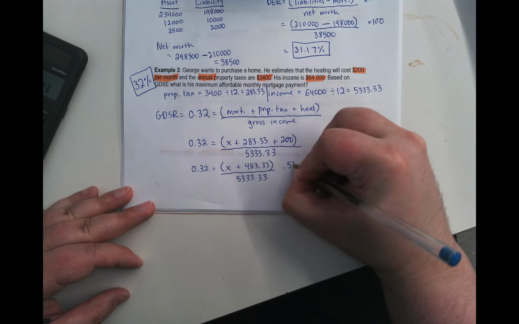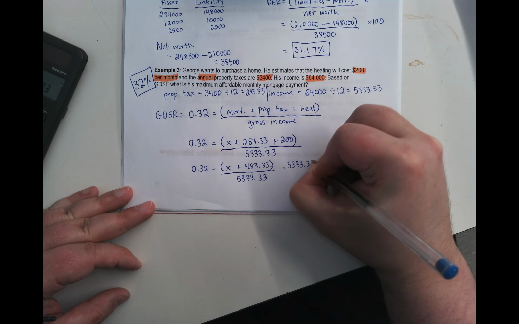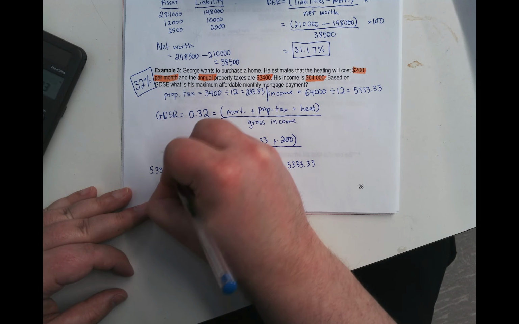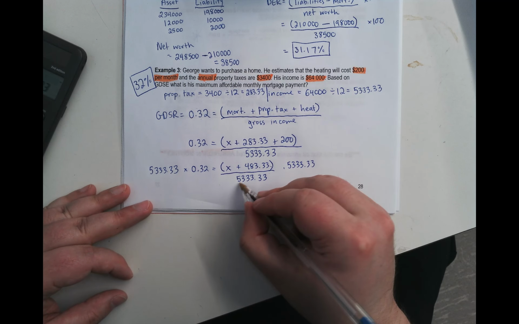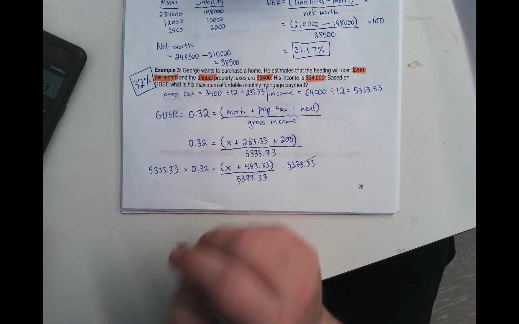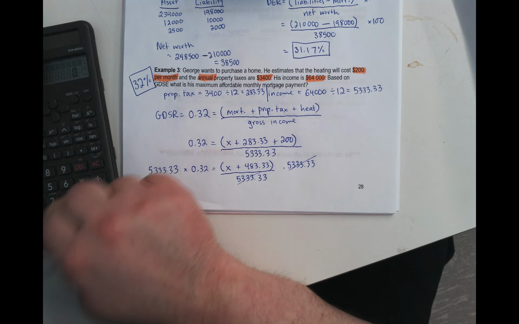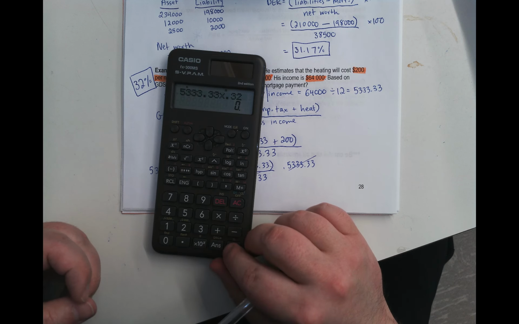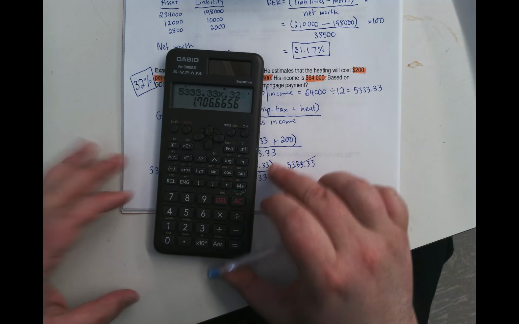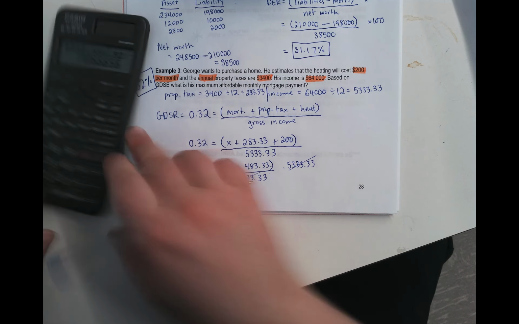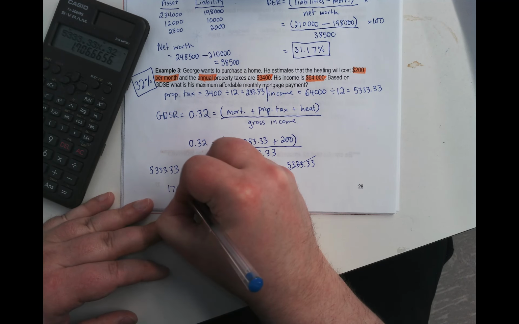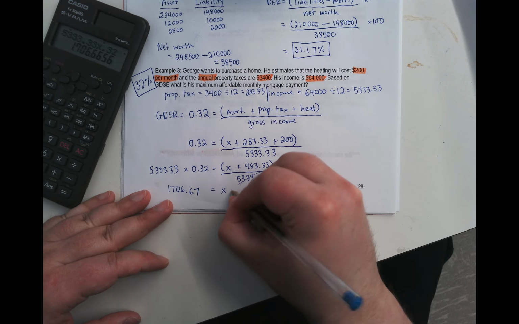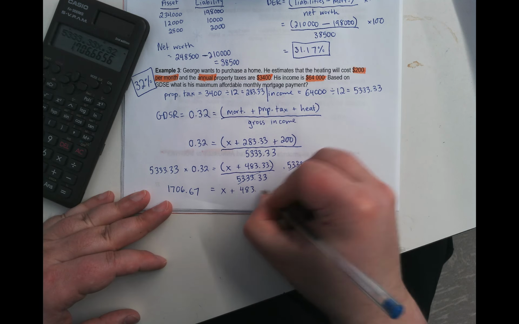We're going to multiply both sides by the denominator. So times 5,333.33 and times 5,333.33. So they cancel out on the right side. We can do this calculation here on the left. So 5,333.33 times 0.32 is 1,706.67. And that's equal to X plus 483.33.